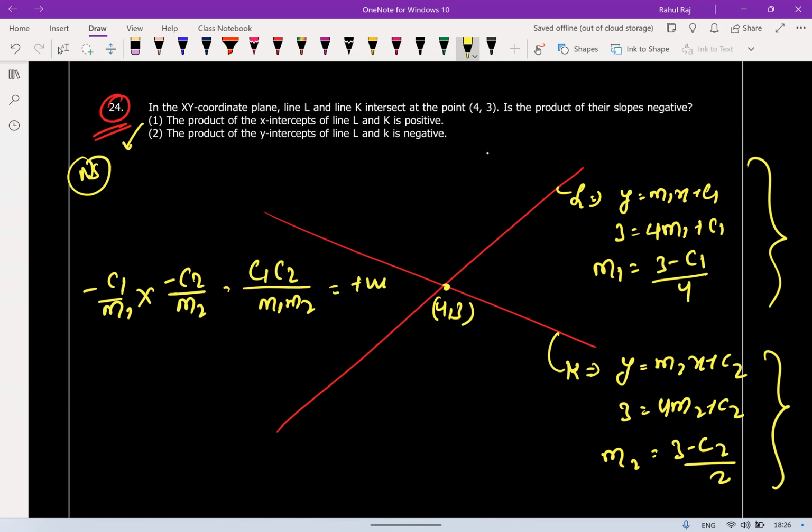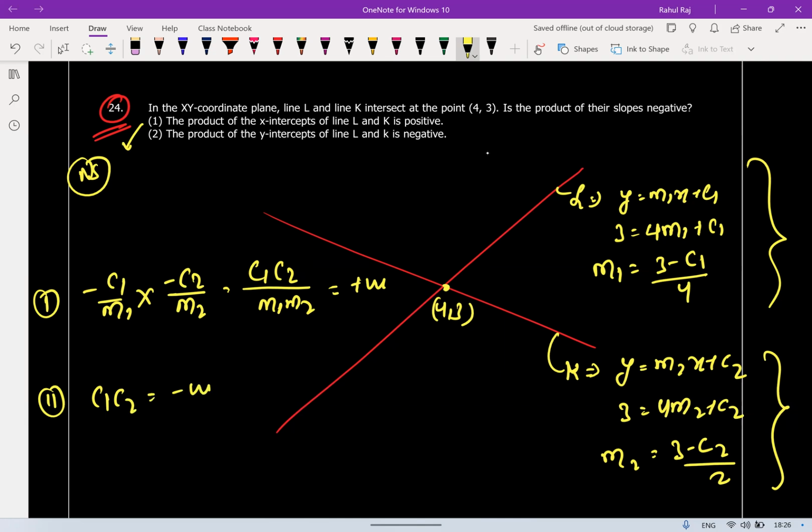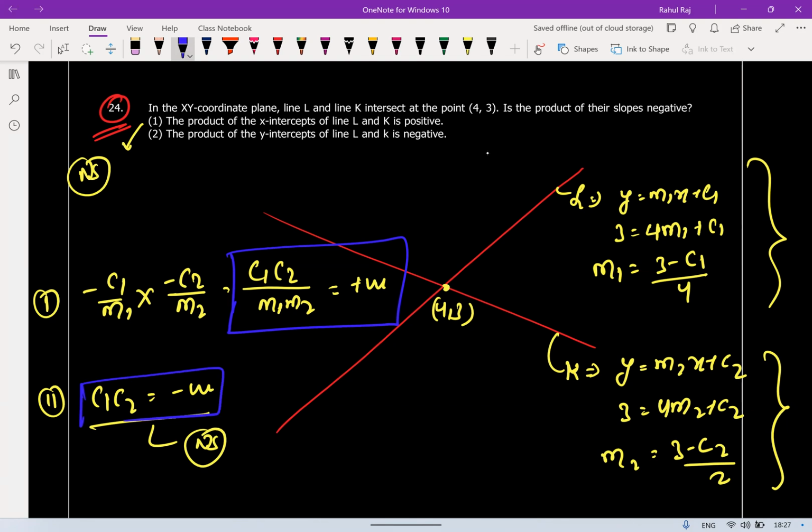Option number 2 says the product of the y-intercepts of L and K is negative. The product of the y-intercepts c1 c2 is negative, but no idea about m1 m2, not sufficient. But when you combine this, see here, c1 c2 by m1 m2 is positive, c1 c2 is negative. So for this to be positive, m1 m2 should be negative. Sufficient.